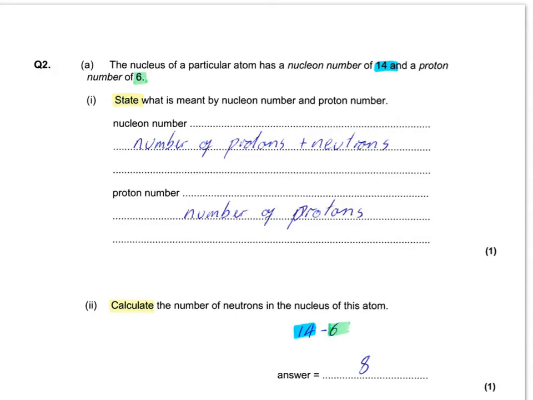And this is the Particles Homework Booklet question 2. The nucleus of a particular atom has a nucleon number of 14 and a proton number of 6. State what is meant by nucleon number and proton number.